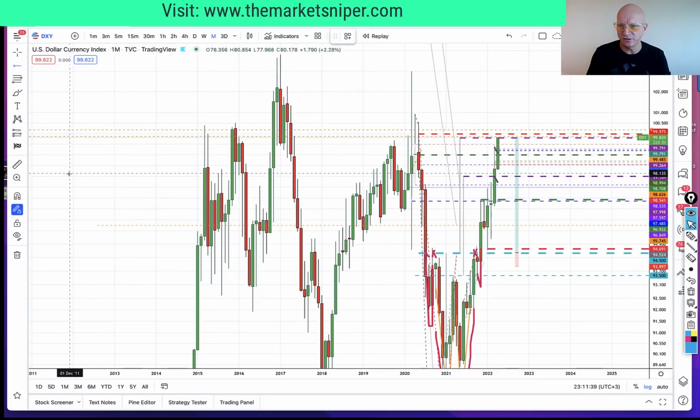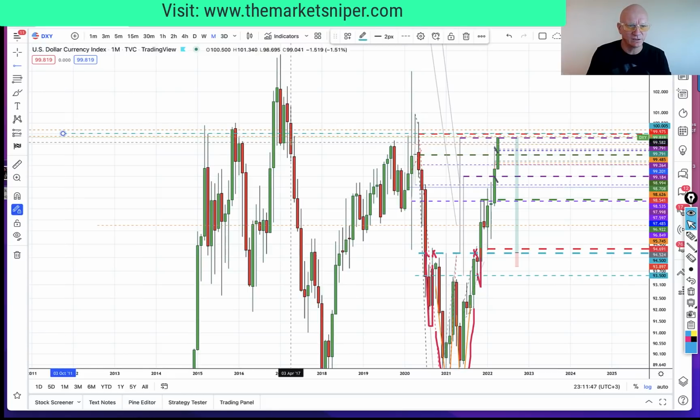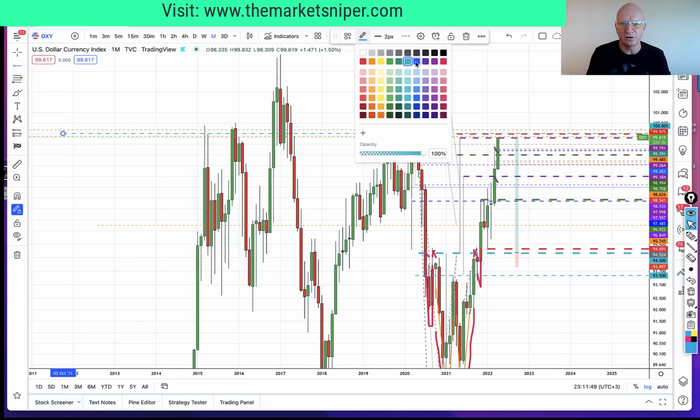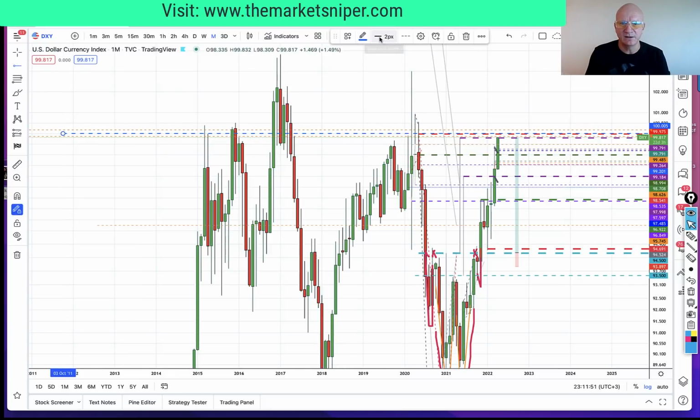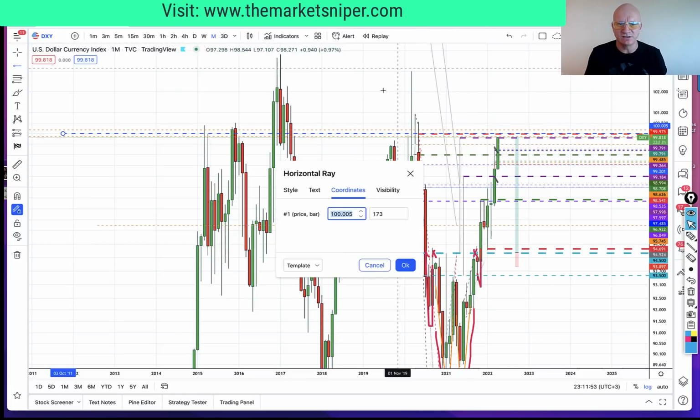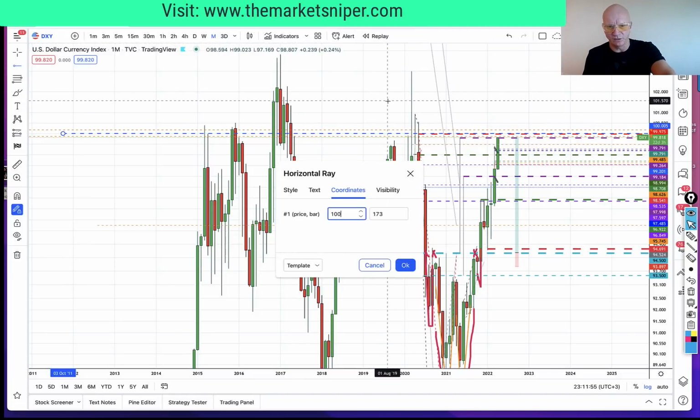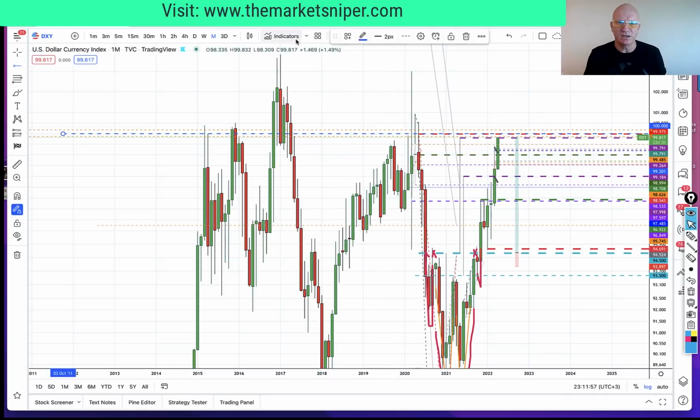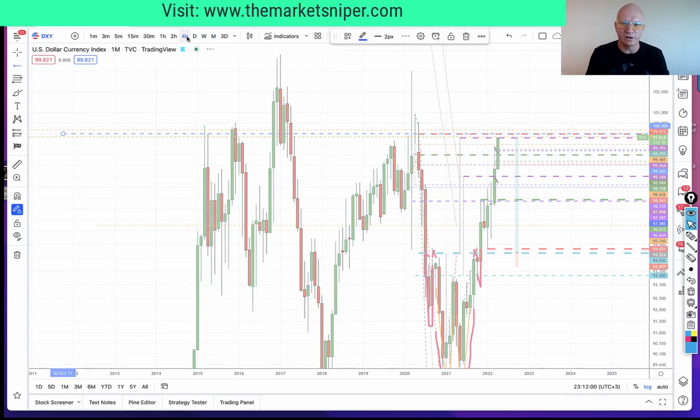Let's do it. 98, 99. Here she blows. Big dark blue line on the 100. Stick him in there. And let's also make sure it's just 100. We don't want any 5s anyway. Okay, back down to our 4-hour.